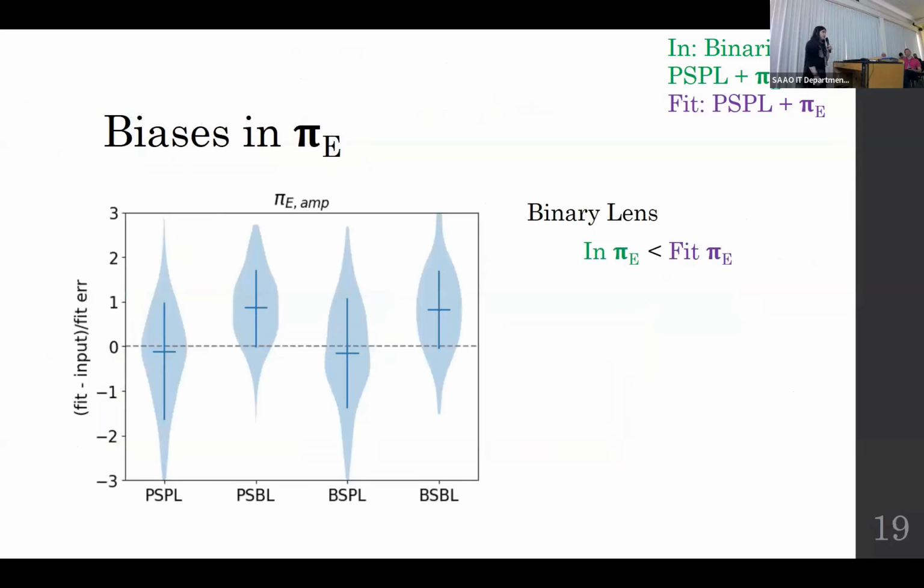We did, however, see significant bias in pi e. In the binary lens cases, we see that the input pi e is less than the fit one, and so it wants to push towards larger values of pi e.